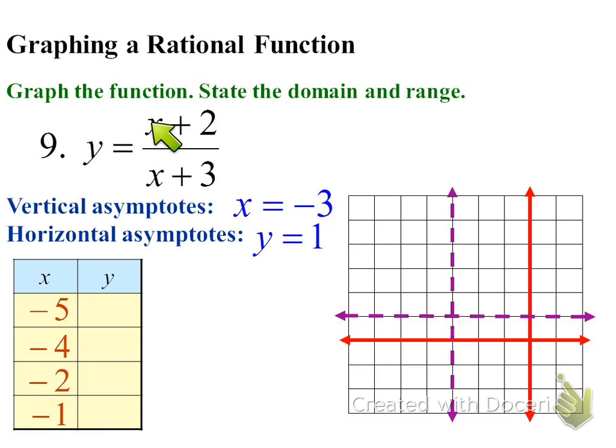So this would give you a negative 3 over negative 2, which is just 3 over 2, 3 halves. When you plug negative 4 in, you get negative 2 over negative 1, which is just 2. When you plug negative 2 in, you get a 0 on top, so I don't even care what you get on the bottom. And when you plug a negative 1 in, you're going to get 1/2.